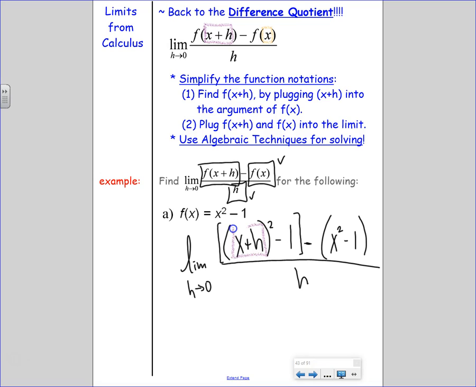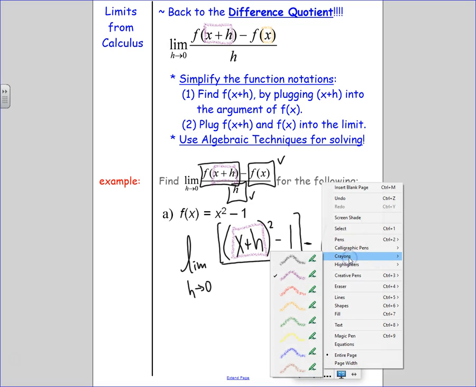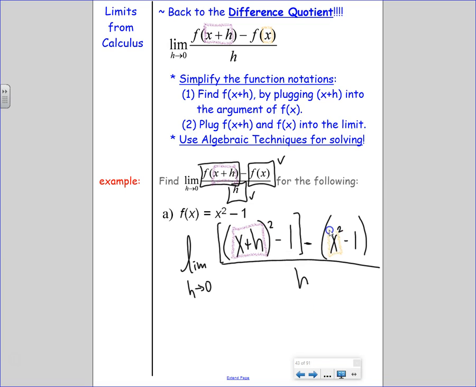X plus h is what needed to get plugged into my f of x spot. So instead of x being squared minus 1, it's quantity squared minus 1. What quantity? That quantity. X plus h quantity squared minus 1. What got plugged in for the other guy? For the f of x? The x. Why? Because that's who was in there. That's what the input is supposed to do. It goes and it's squared and it's minus 1.